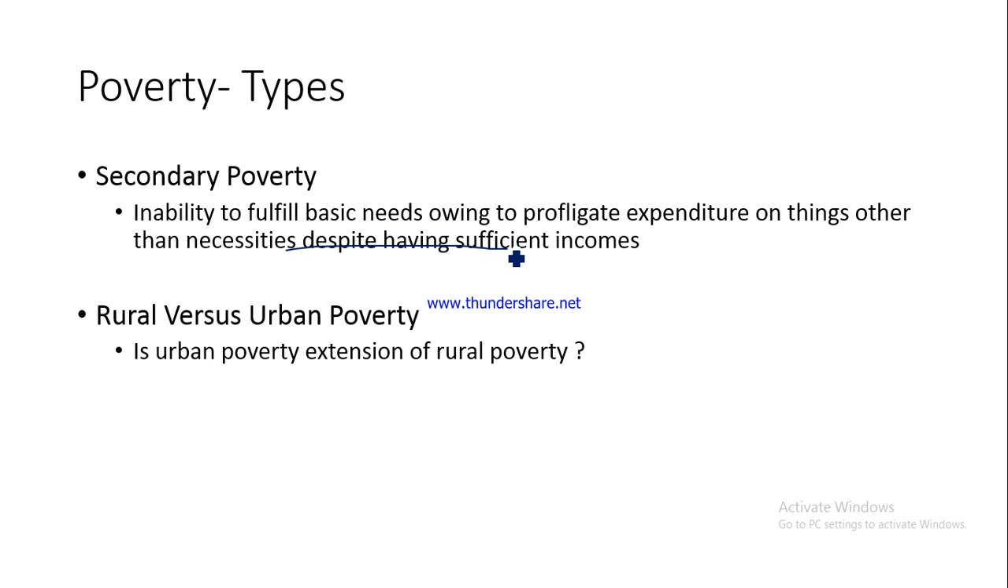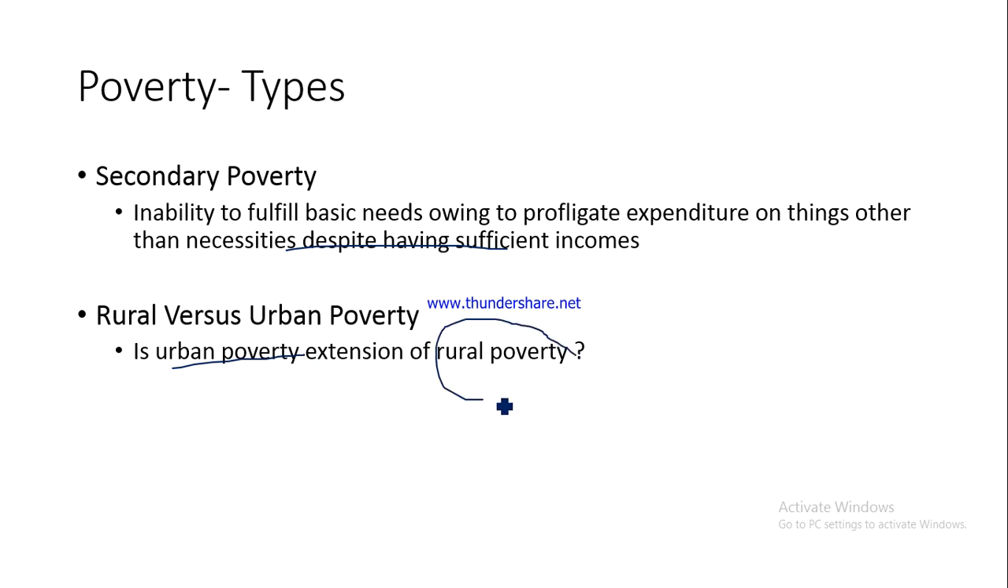Now, there's another categorization that is generally talked about, rural versus urban poverty. So, poor people who live in rural areas comprise the rural poverty. Those who live in urban areas are considered to be urban poor. Fine. But we need to understand one more thing. You might have seen people who actually migrate from rural to urban areas, and that is why it is said that urban poverty is nothing but an extension of rural poverty.